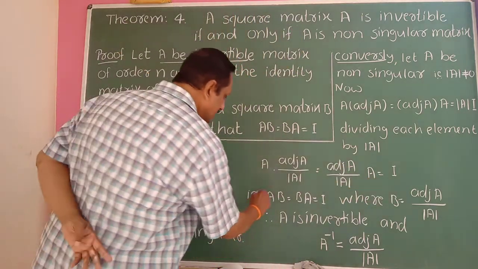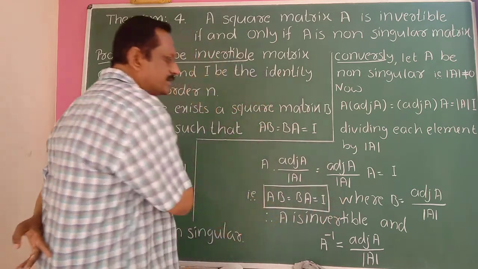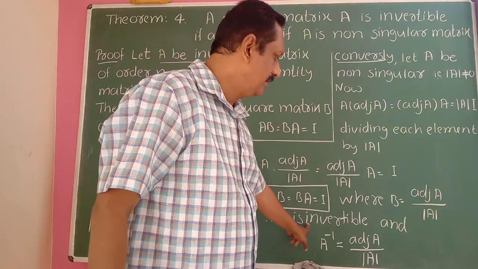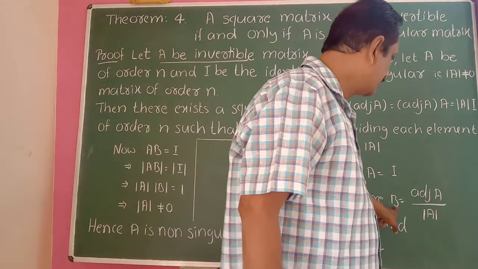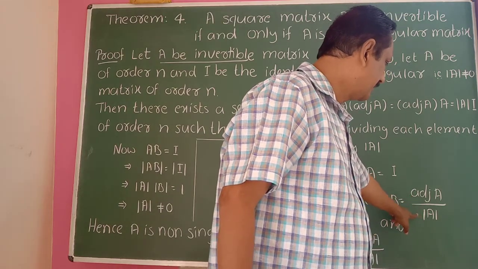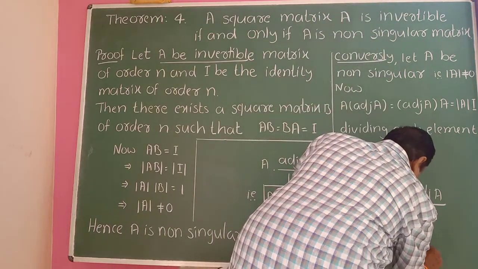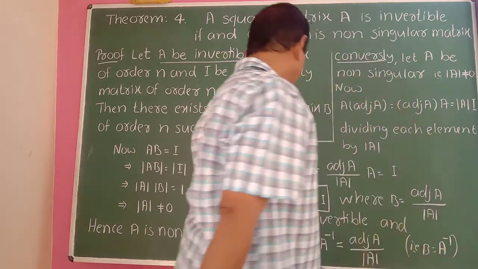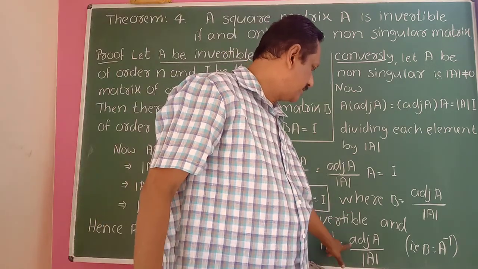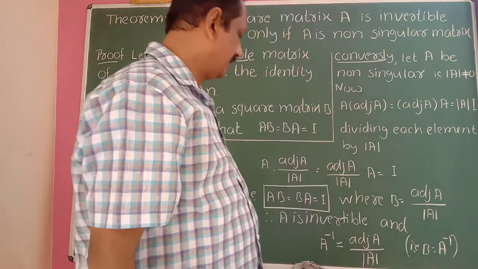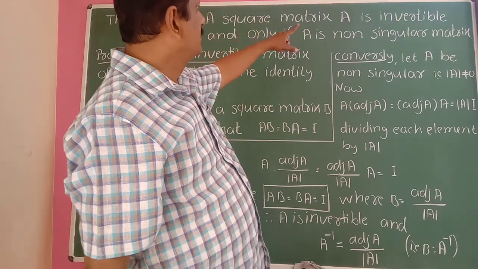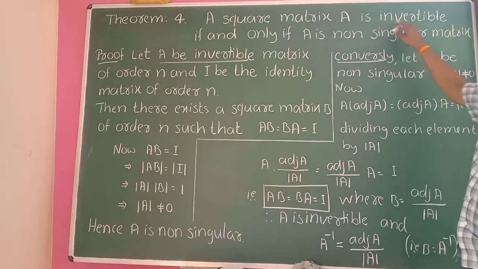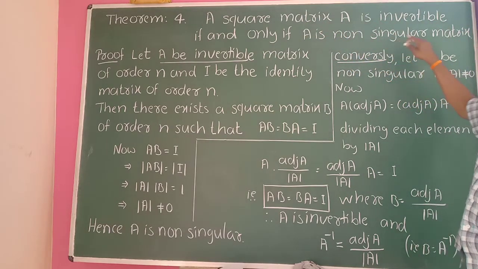And you know that if this condition is satisfied, then it is invertible. Hence, A is invertible. Here B is equal to adjoint of A divided by determinant of A. That B can be written as A inverse. So hence A inverse is equal to what? Adjoint of A divided by determinant of A. Therefore, a square matrix A is invertible if and only if A is a non-singular matrix.